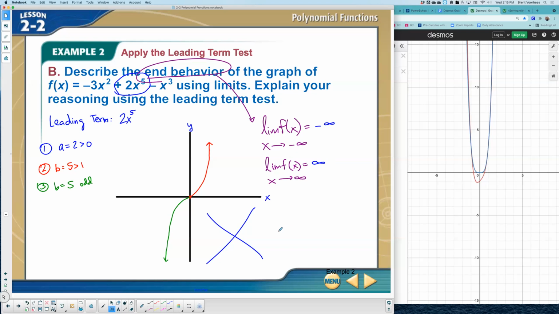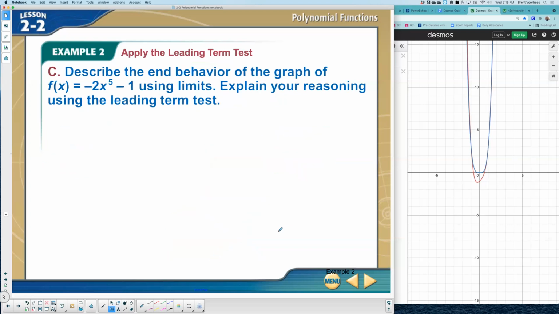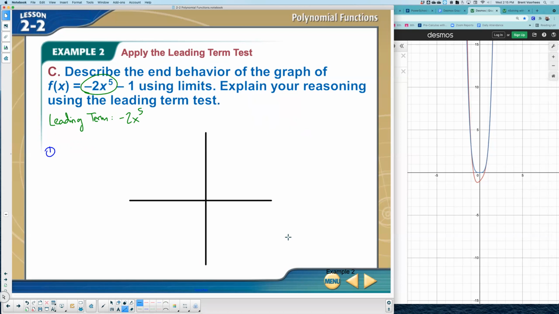All right, I got one more here. Part C, leading term. 5, 4, 3, 2, 1. Yep. Now, even if you forgot how to do this later on, you could always just graph this problem to solve for the end behavior, but we will use this. Rule 1. Let me get my x and y axis. There we go. Rule 1.